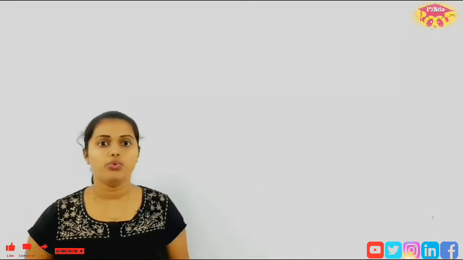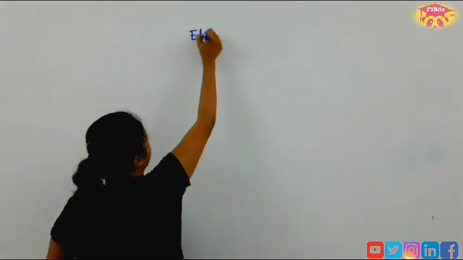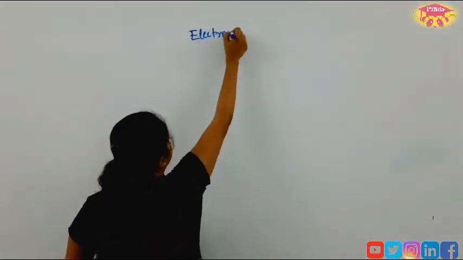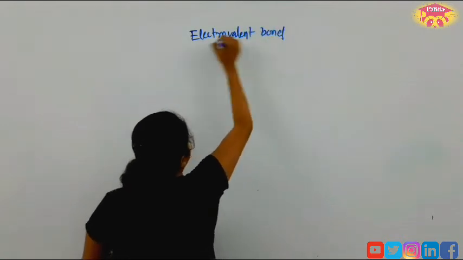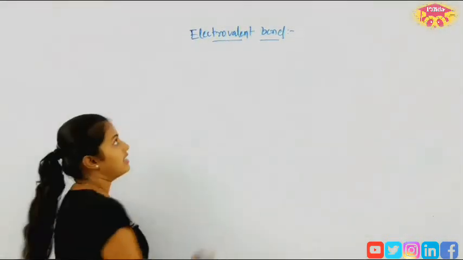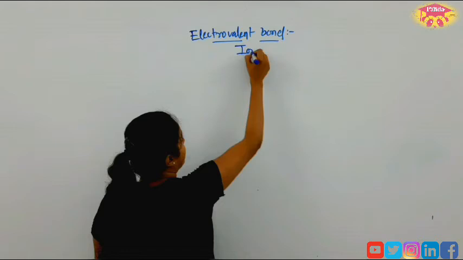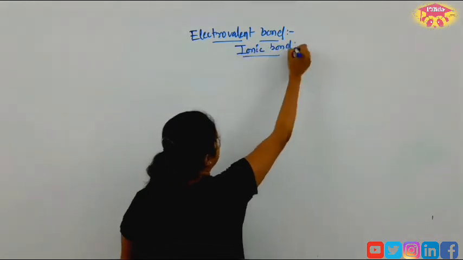So students, we have discussed it before that there are three types of bond. They are the electrovalent bond, the covalent bond and the coordinate bond. Now starting from the electrovalent bond. Electrovalent bond. Now students, the electrovalent bond is also known as ionic bond.